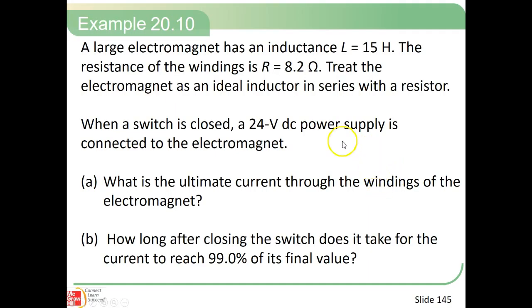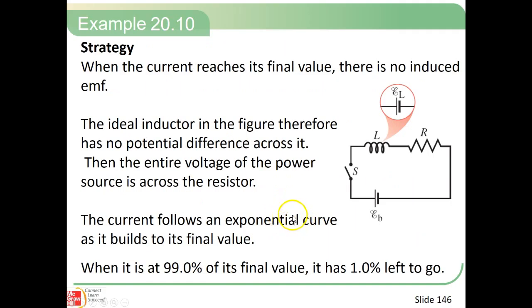Here's a good example. We have a large electromagnet with an inductance of 15 henries. The resistance of the windings is about 8.2 ohms. We're going to treat this electromagnet as an ideal inductor in series with a resistor. I close the switch, and a 24 volt DC power supply is connected to the electromagnet. They want to know what the current is going to be, and then how long after closing the switch it takes for the current to reach 99% of its final value.